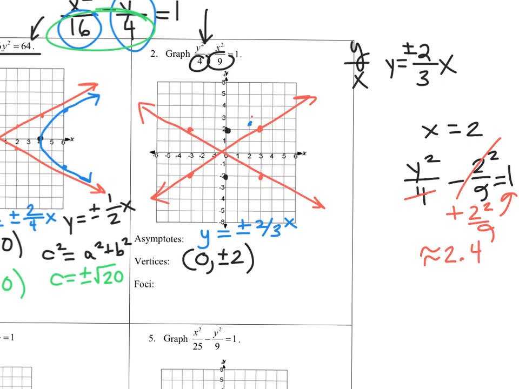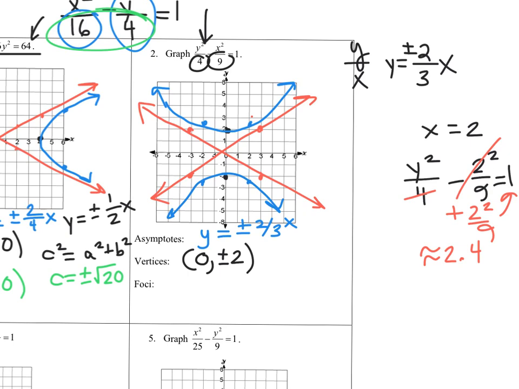So a point's going to be right here. And I got negative 2.4 because it's plus or minus. So that's my part of the hyperbola. And I'm going to do the same thing right here. I'm going to go right 2, down 2.4. So right 2, down 2.4, left 2, down 2.4. And that's how I get my other point.